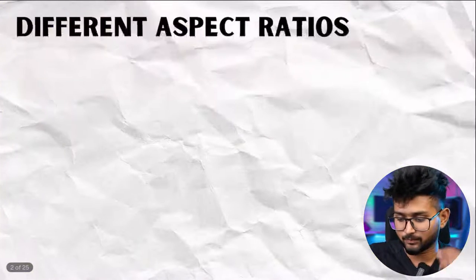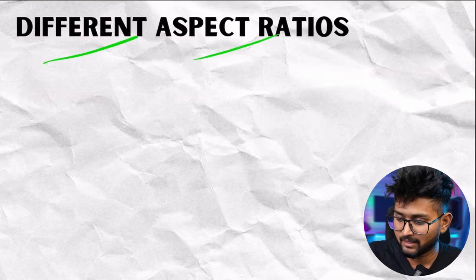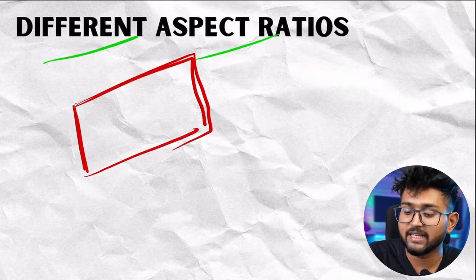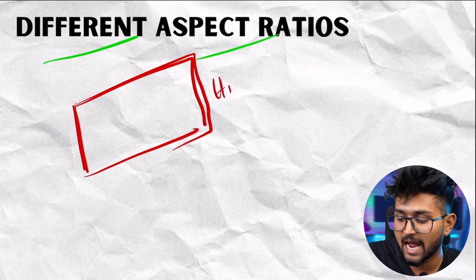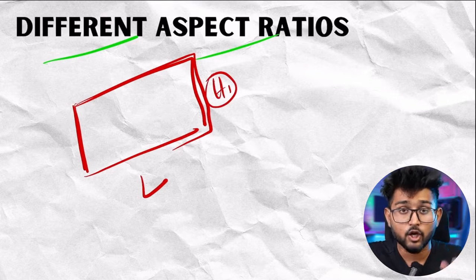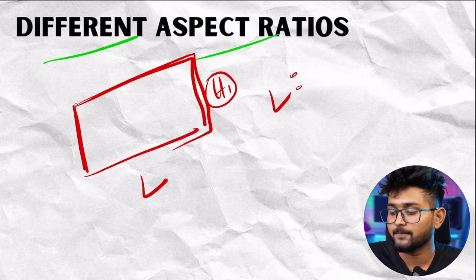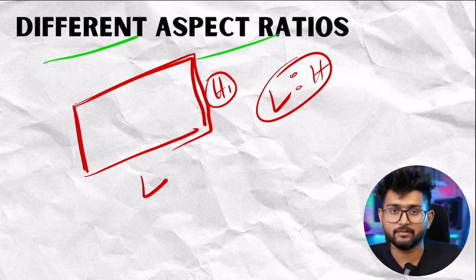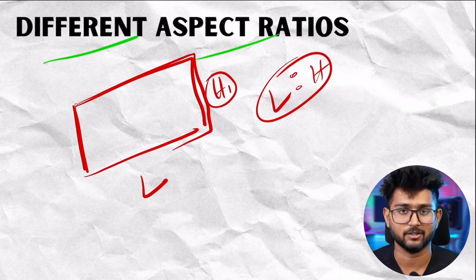So basically, you have a screen. For example, imagine this is the screen. It has certain dimensions, a certain height and a certain length. The aspect ratio is nothing but the ratio of length to height. There's a standard definition for it.